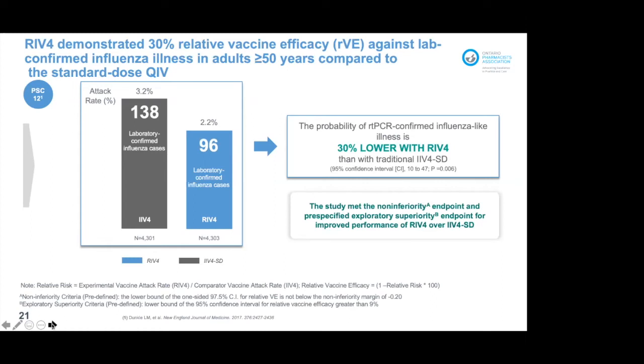And you can see that specifically here, that with the recombinant influenza vaccine, the attack rate is substantially less in the laboratory confirmed influenza cases. So it's an issue of 3.2% versus 2.2%, which is a very large value. So it's 30% lower when you use a recombinant influenza vaccine as opposed to the standard influenza vaccine. So this really shows the efficacy and the protection that this specific vaccine offers individuals.